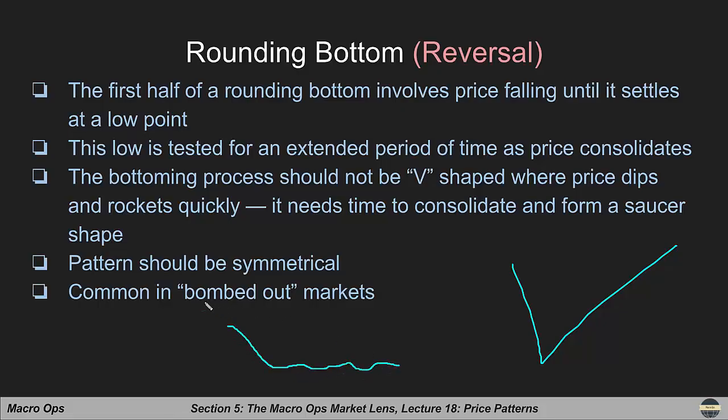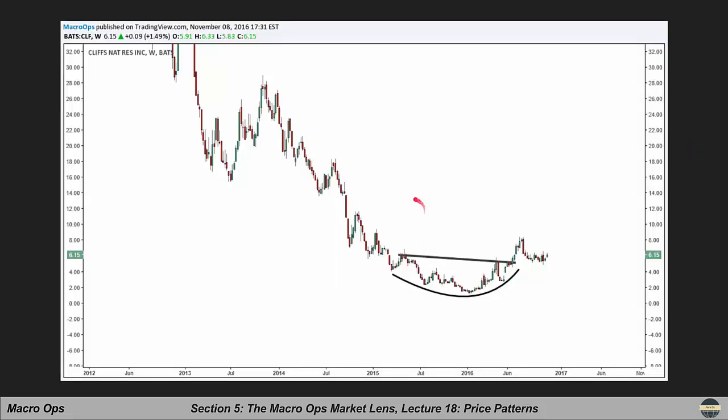And we see this a lot in bombed out markets or stocks that get absolutely killed. They come down from something like 50 to 5, and then they trend sideways for a very long time before reversing. So here's a good example of that in Cliffs Natural Resources. You could see this stock got absolutely decimated, and then it came down to this saucer bottom formation, and we started just going sideways, and it was very low activity.